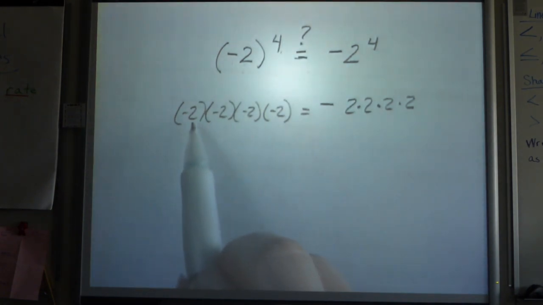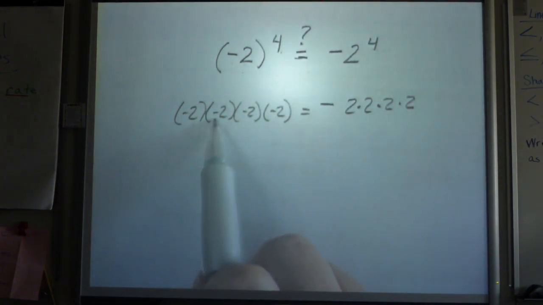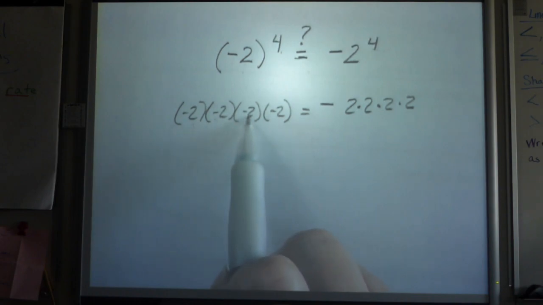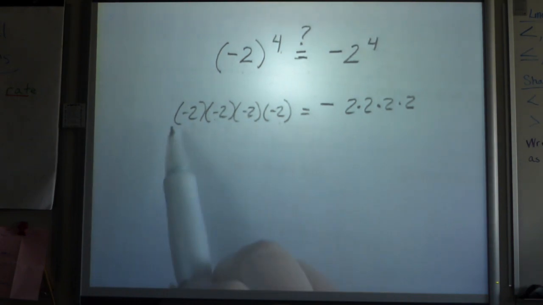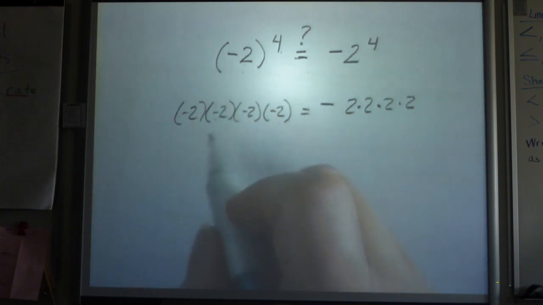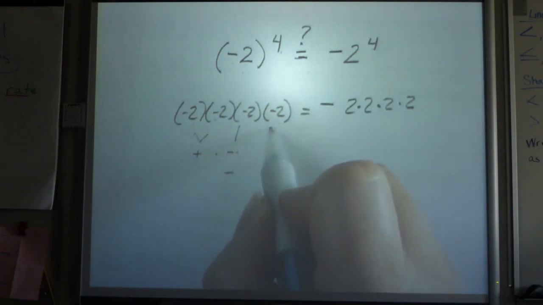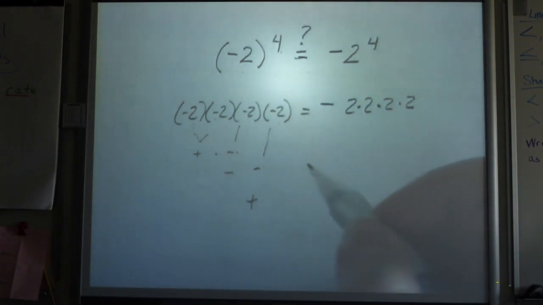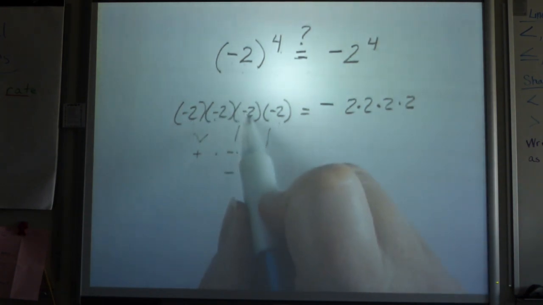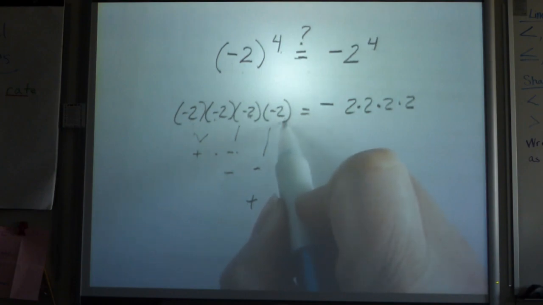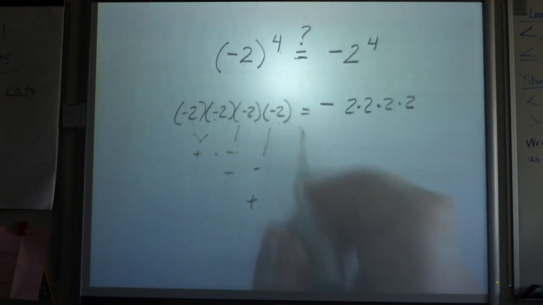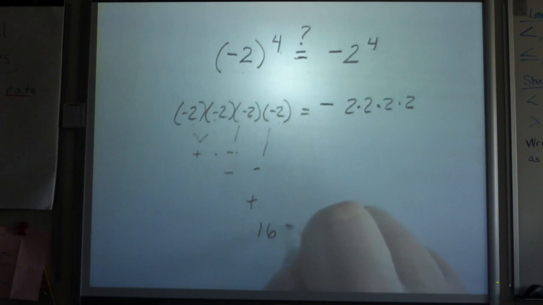Okay, so what's a negative times a negative? Times a positive. Good. So again, that was a negative times a negative. These two will give us a positive. And then we multiply it by a negative, which gives us a negative. And then we multiply that by a negative, which gives us a positive. Right? 2 times 2 is 4, times 2 is 8, times 2 is 16. So on the left-hand side, we end up with a positive 16.